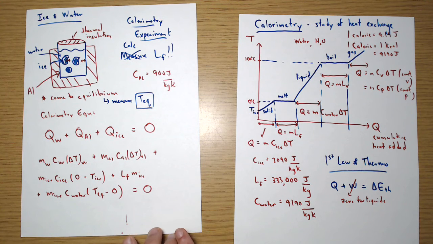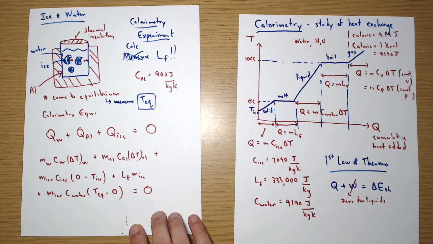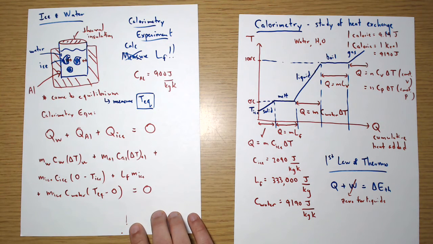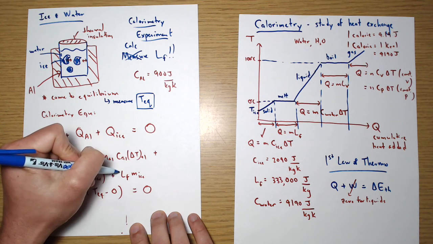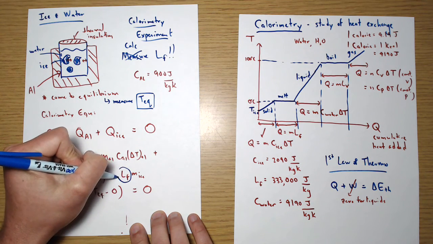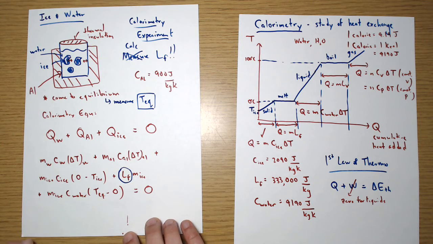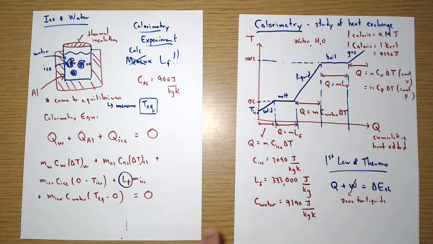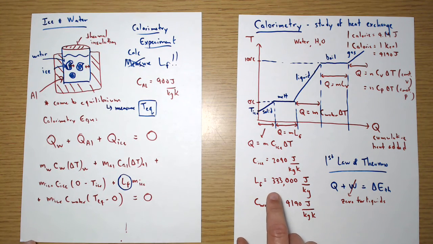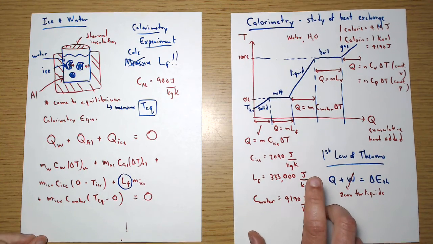Now the idea here is everything in this equation is known or easily experimentally measured. The only thing that's unknown is the latent heat of fusion right here. So I solve for the latent heat of fusion, and then I'm going to take the number that I get and compare it with the standard known value to see how well my experiment worked out.